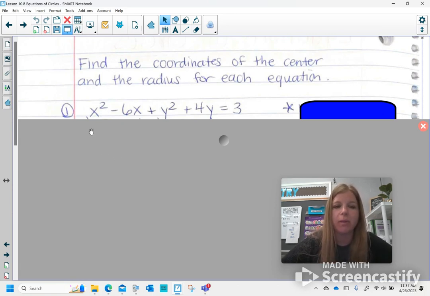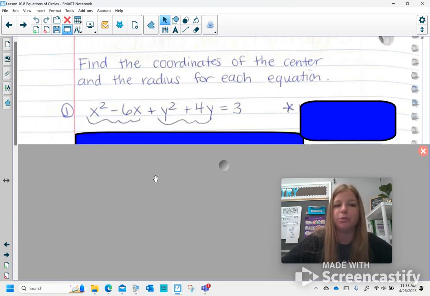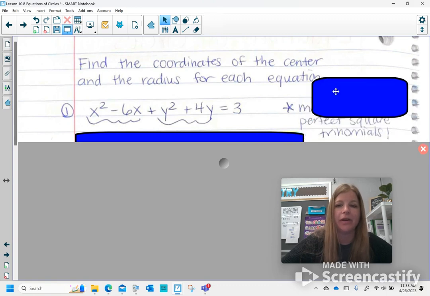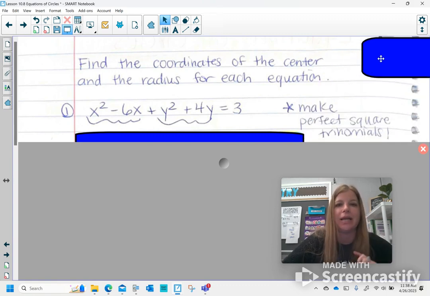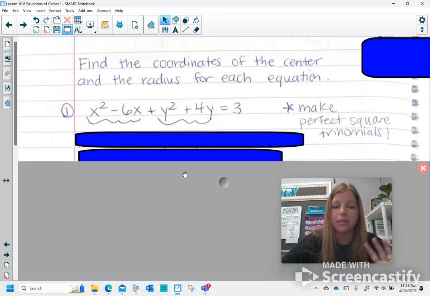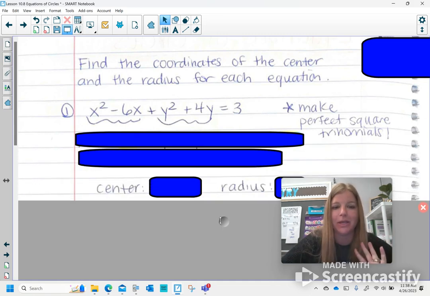So in this first problem, I have x squared minus 6x plus y squared plus 4y equals 3. What I want us to think about is an Algebra 1 skill where we took a perfect square trinomial and factored it. When it's in factored form, it's going to be in the form of x minus a value squared or x plus a value squared. Same thing for the y's. So what we have to do in these problems is group the x's and the y's together and purposely design and make perfect square trinomials. If you don't remember how to do that, I'm going to tell you.